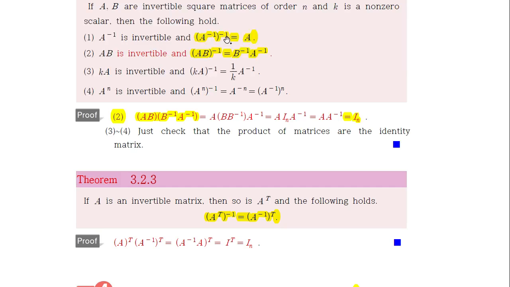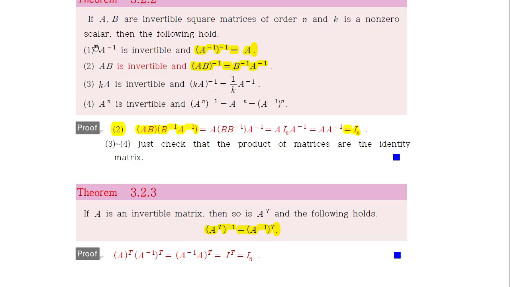Because if you multiply A times A inverse, then it is an identity matrix. And if you multiply A inverse times A, it is an identity matrix, which means A inverse has an inverse, which is what? A. Okay? That's what it says. Because if you multiply a certain matrix, then you can have an identity matrix. That means that is the inverse of A inverse, which is A.